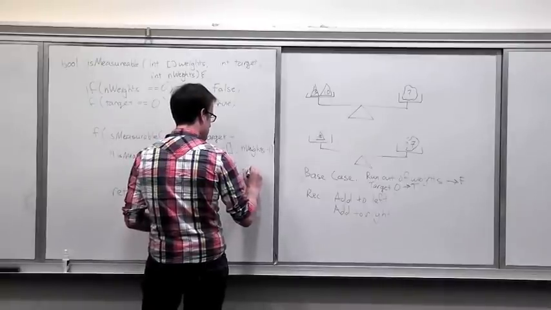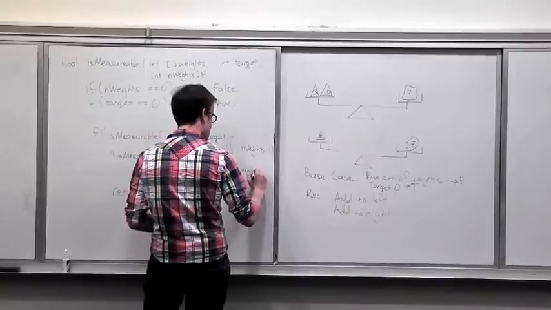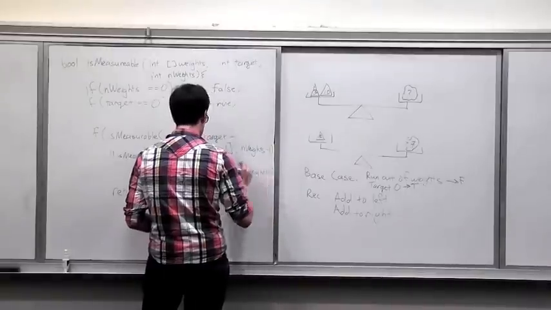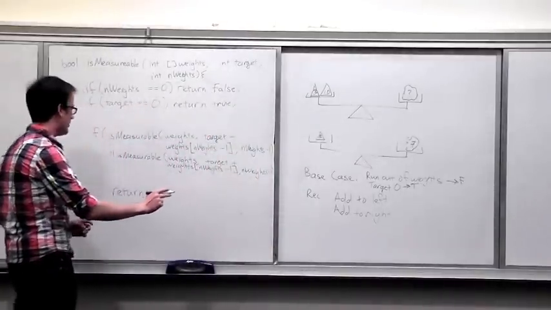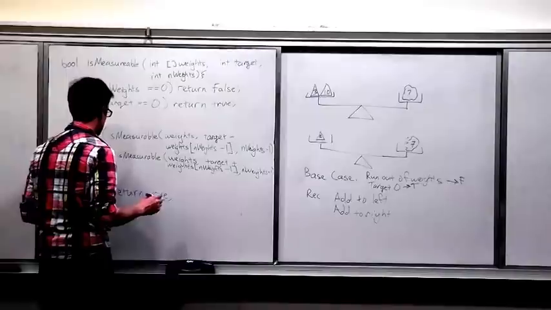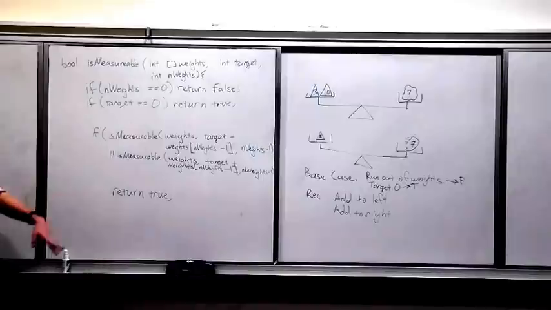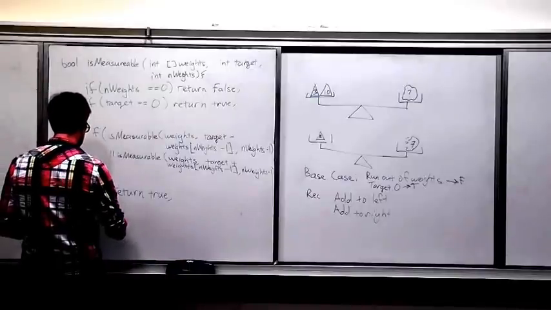This is n weights plus 1, minus 1. Okay, I think I got all my parentheses right. So if those two things are true, we're going to return true. Afterwards, we can just return false, right? Are there any other recursive cases we need to consider? No, we're good.